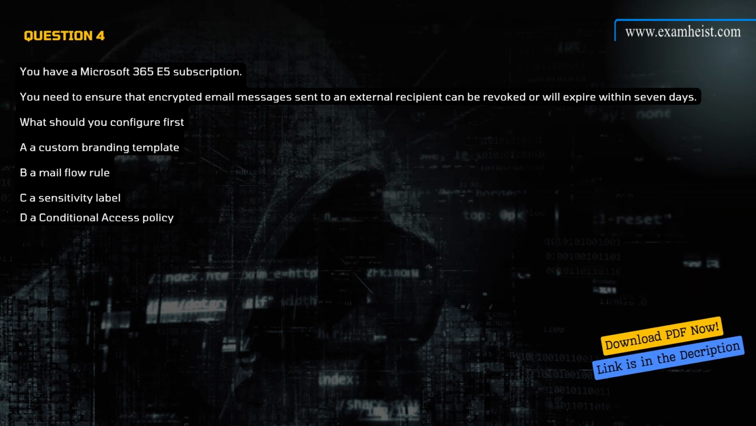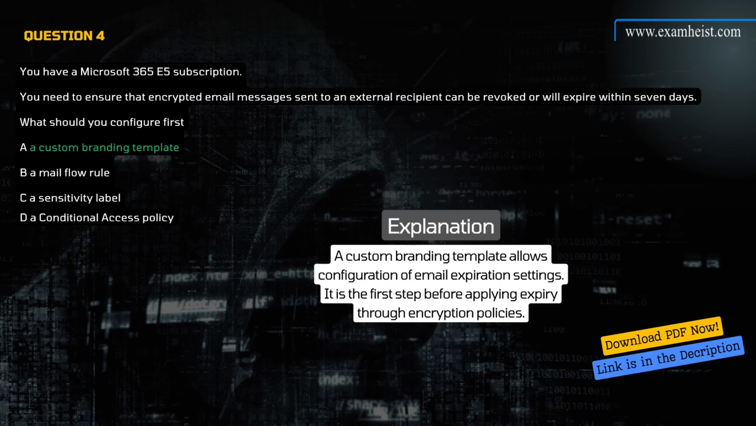Question 4. You have a Microsoft 365 E5 subscription. You need to ensure that encrypted email messages sent to an external recipient can be revoked or will expire within 7 days. What should you configure first? A. Custom branding template. B. A mail flow rule. C. A sensitivity label. D. A conditional access policy. Correct answer is A. Explanation. A custom branding template allows configuration of email expiration settings. It is the first step before applying expiry through encryption policies.